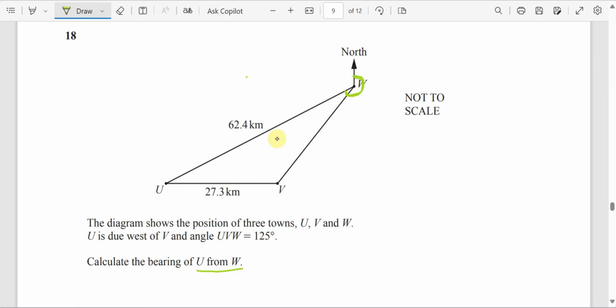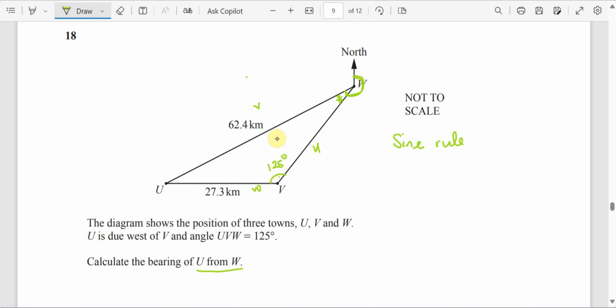All right. So the first thing we need to do is to find this interior angle here. Remember, we're told that this is 125 degrees. Okay, so we are looking for this angle. We have this angle and we have two sides. So the best approach to this is with the use of the sine rule. It's not a right angle triangle, so we cannot use SOHCAHTOA. So let's label. This is small v, this is small w, and this is small u.